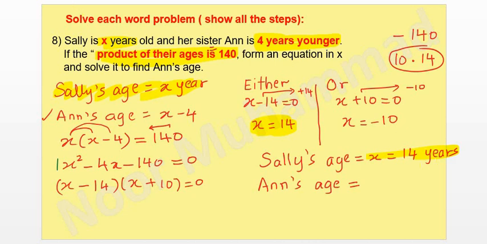Now how can we find the age of Anne? Because actually our question says find Anne's age. Anne's age is 4 years less, x minus 4. That means if you replace x by 14 and subtract 4 from it, how much are you getting? You will get 10 years. So how old is Anne? Anne is 10 years old.